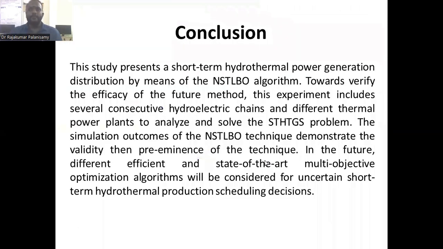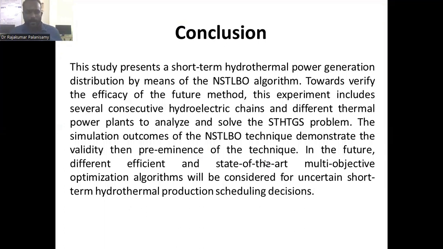The main thing is, I have taken a short-term hydrothermal scheduling problem for a period of 24 hours, and it is taken as a single objective optimization problem. The main thing is we need to reduce the fuel cost of the thermal units, so I need to concentrate on improving the generation of hydro based on the availability of water. When these two are integrated, the problem becomes more complex. That's why I am implementing the optimization algorithm for this particular problem.